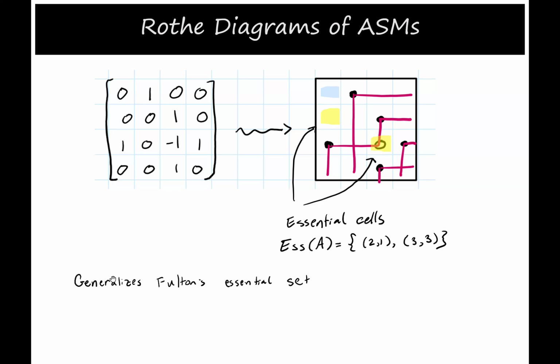So this notion of essential set for ASMs is just a direct generalization of Fulton's essential set that he gave for matrix Schubert varieties. But the point of the essential set is that instead of taking n² rank conditions, it's enough to carve out the ASM variety by just looking at the essential rank conditions. So I could tell you, give me the things where this is rank at most 0, and this is rank at most 2, and that would be enough to determine the whole ASM variety.